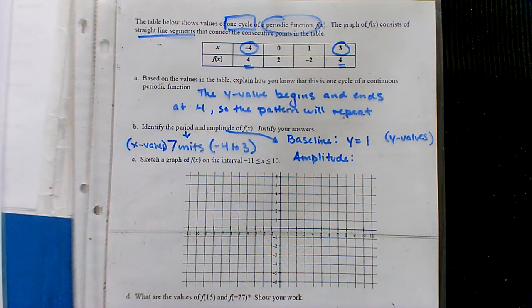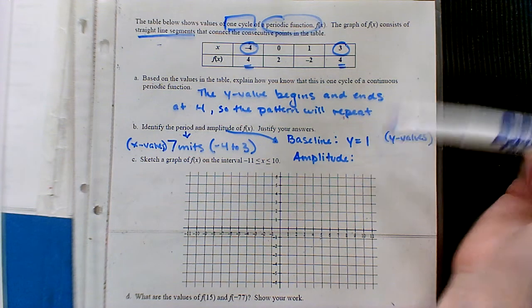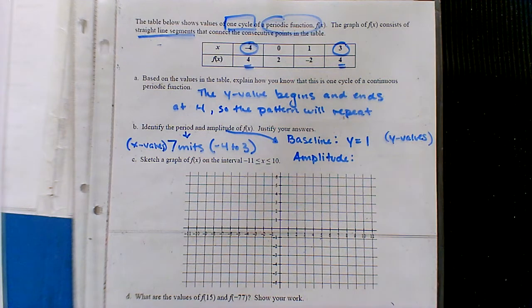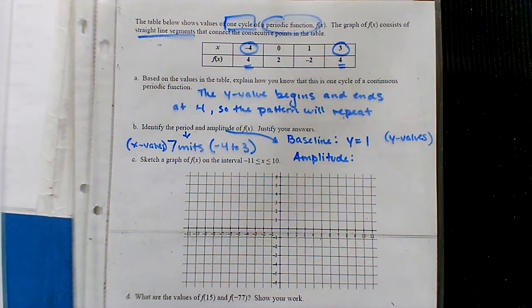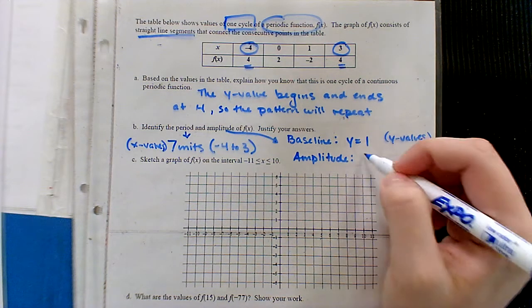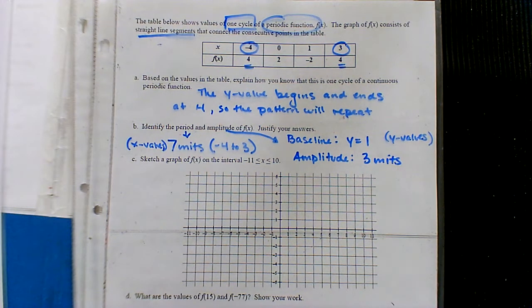Maddie, I forget, did you mention what the amplitude would be? 3. Okay, so from the middle, which is 1, the highest we go is 4, that's 3 units. Or you can think about the lowest we go is -2. That's 3 units away from 1. So our amplitude would be 3 units. Perfect.